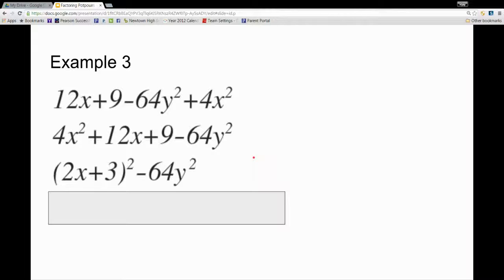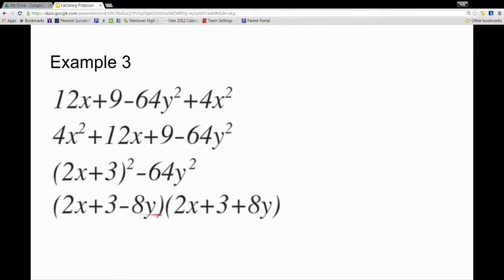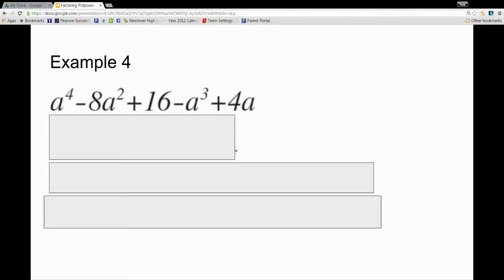Now from here, we can incorporate this negative 64y squared because the square root value is 8y, and the square root value of this is 2x plus 3. So we get 2x plus 3 minus 8y times 2x plus 3 plus 8y. That's the final answer.